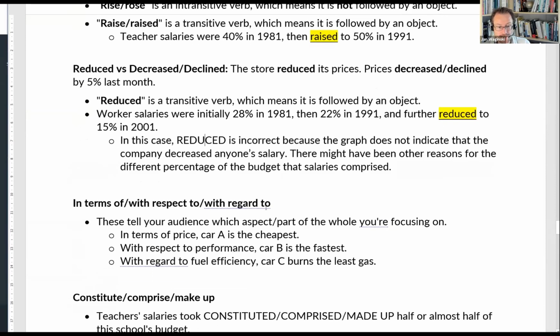Other super useful vocabulary: in terms of, with respect to, with regard to. These are basically perfect synonyms, and they tell your audience which aspect or part of the whole you're focusing on. If we're comparing cars, we could say in terms of price, car A is the cheapest. With respect to performance, car B is the fastest. With regard to fuel efficiency, car C burns the least gas. If you don't know which transition to use, but you're changing focus to talk about a different aspect of the graph, any of these three terms work fantastic.